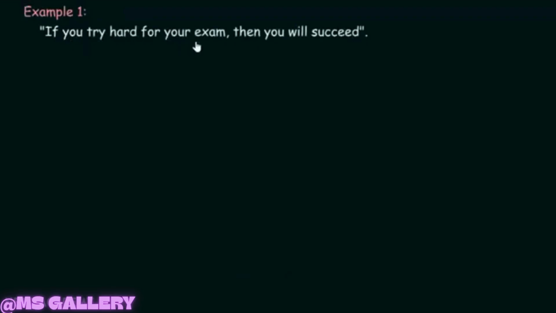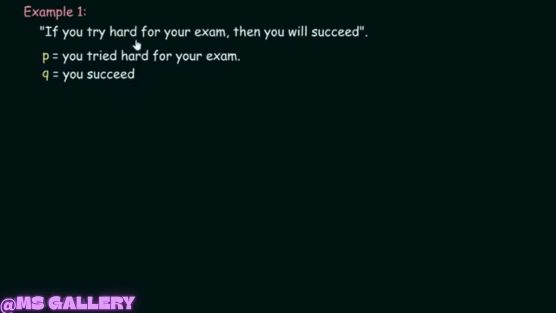Here is our first example. If you try hard for your exam, then you will succeed. Now let me ask you one question. Is this particular statement a conditional statement or not? This particular statement is a conditional statement because we can see that it is of the form if P then Q, right? Now let's see what is P and what is Q in this particular statement. Here P is you tried hard for your exam and Q is you succeed.